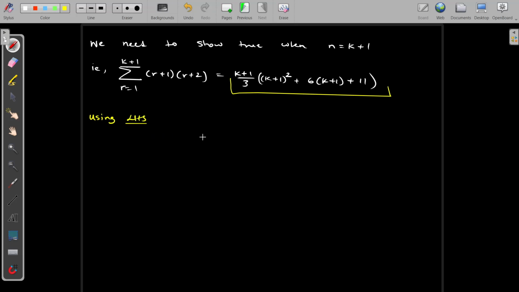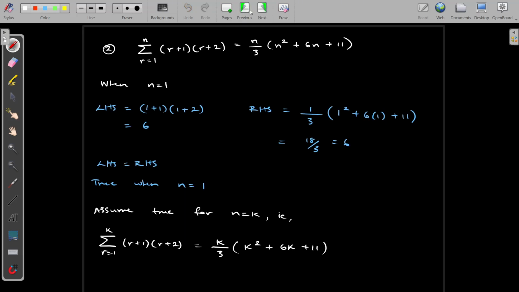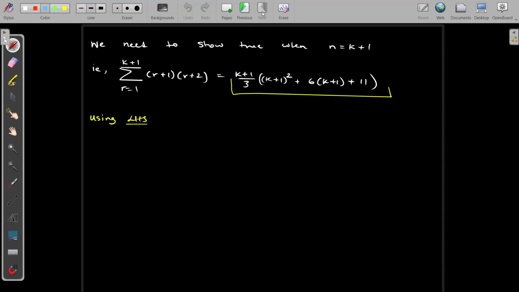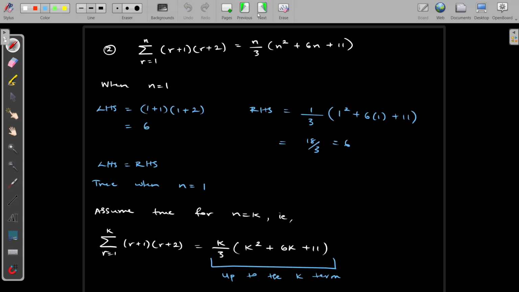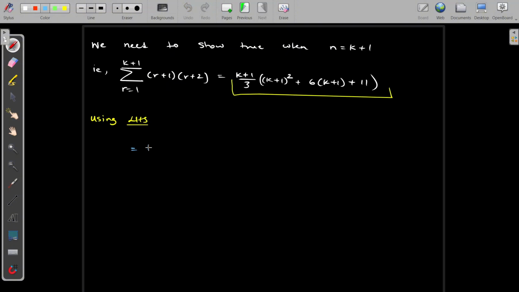we need to take the sum up to the k plus 1 term, and we already know the sum up to the k term, which would be this. So this is up to the k term, so we know this. So now, using the left hand side would be the sum up to the k term plus the k plus 1 term. So that's k over 3 times k squared plus 6k plus 11 plus, in this case, what would the k plus 1 term be?